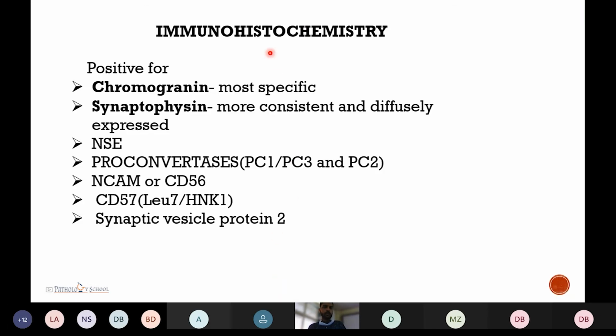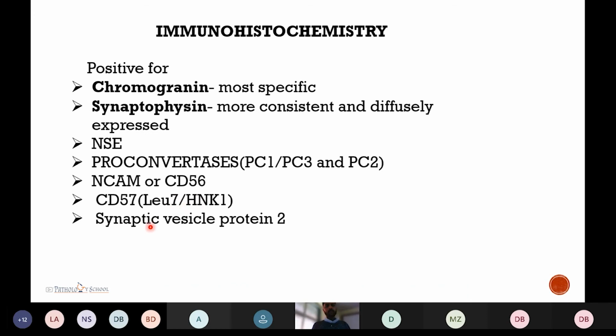Coming to the most important part, by immunohistochemistry, there is so much morphologic variation in all these types of neuroendocrine tumors that it becomes difficult to identify and classify them on histopathology. So IHC is very important, the most important being chromogranin and synaptophysin. Then we have NSE, proconvertases, which convert the propeptides into peptides, most important including PC1, PC3, and PC2. The NCAM or CD56, neural cell adhesion molecule. The CD57 is there, which is LEU7.